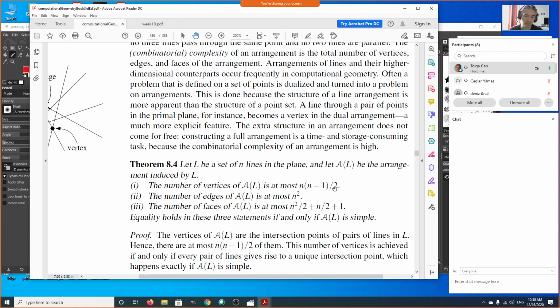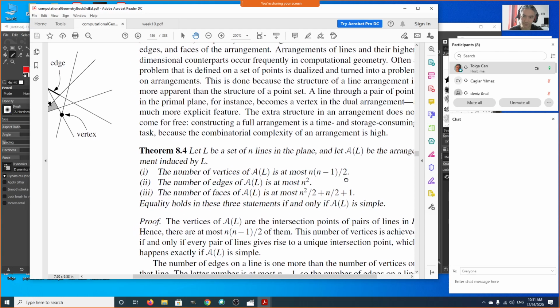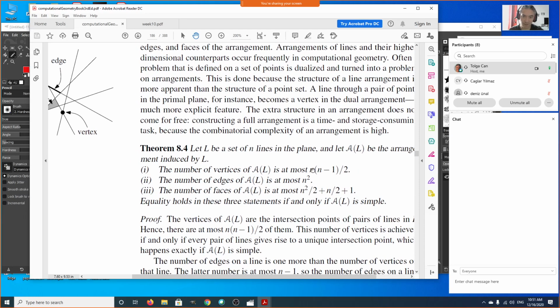n times (n minus 1) divided by 2. And this will be equal to that if no lines are parallel to each other. Okay, if some lines are parallel to each other, it may be less than that. But at most, this is the largest it can be.